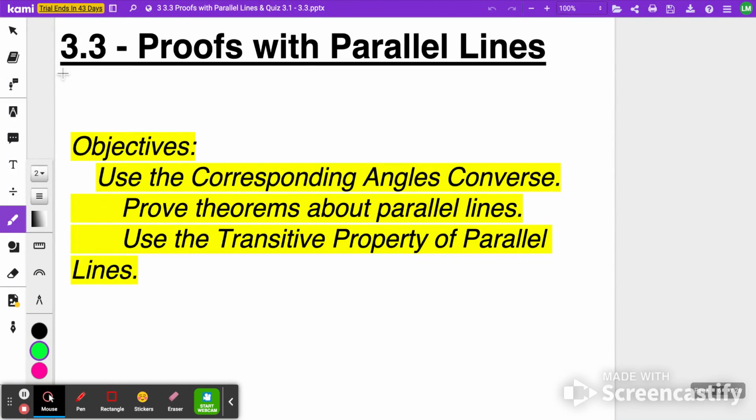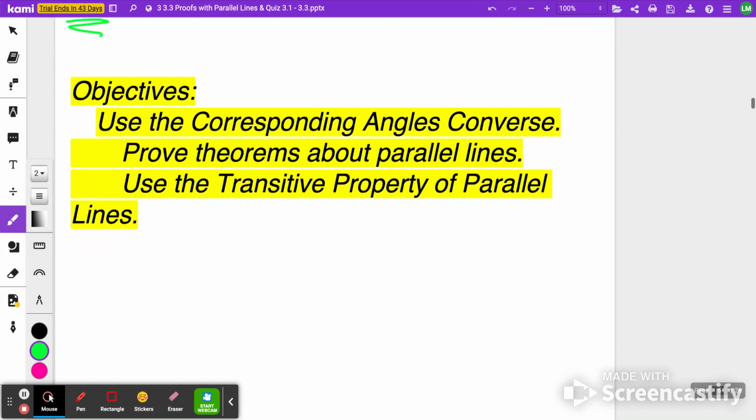Today we're going to be looking at lesson 3.3, Proofs with Parallel Lines. Mainly we're just trying to figure out what can we use to figure out how lines are parallel and what does that mean for those angles. So we're going to be able to use the corresponding angles converse, we're going to be able to prove theorems about parallel lines, and we're also going to be able to use the transitive property of parallel lines.